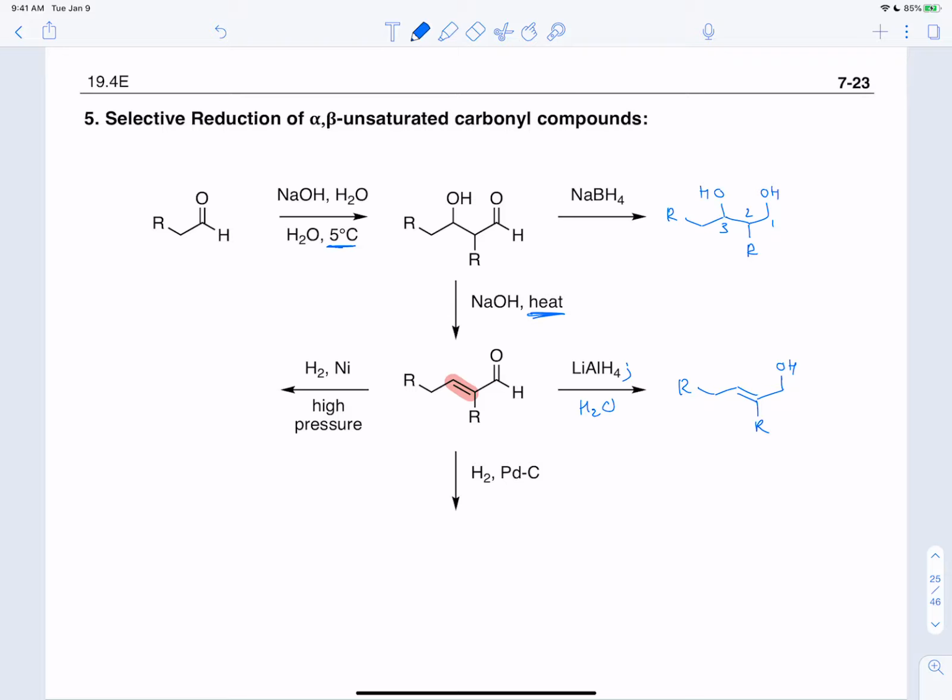So if we were to directly hydrogenate this double bond, now we end up with a simple aldehyde. And hydrogen and nickel with high pressure are actually special conditions that can reduce carbonyl compounds and double bonds. And this gives us something that is almost even more unrecognizable from the starting material, where now it gets a little difficult to even tell this came from an aldol condensation reaction.